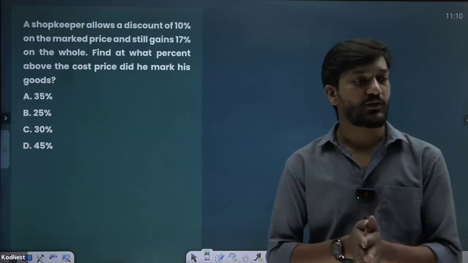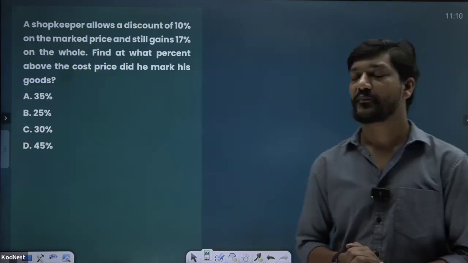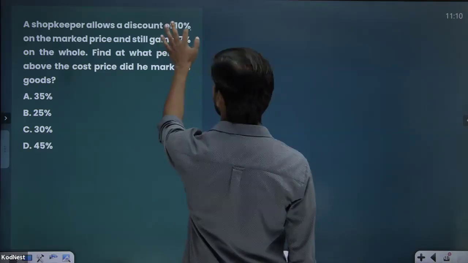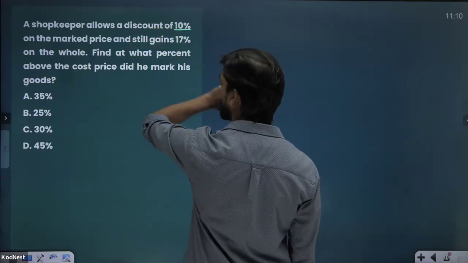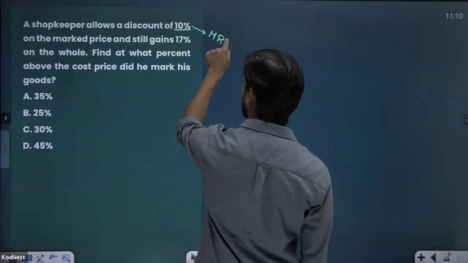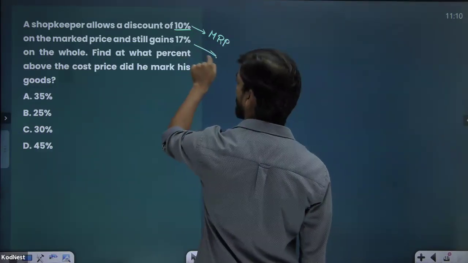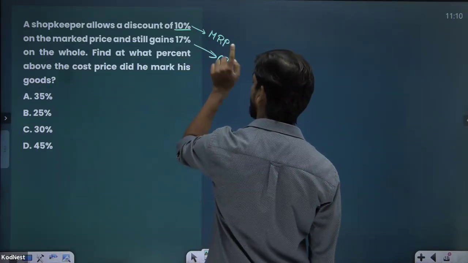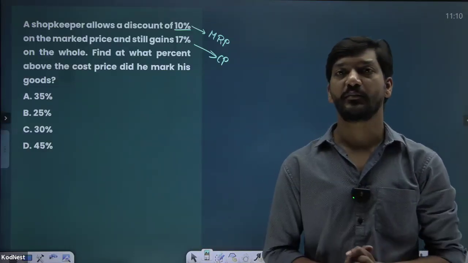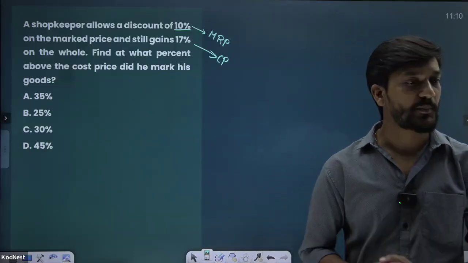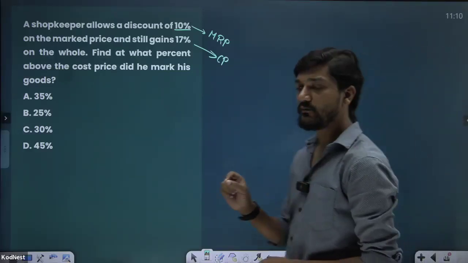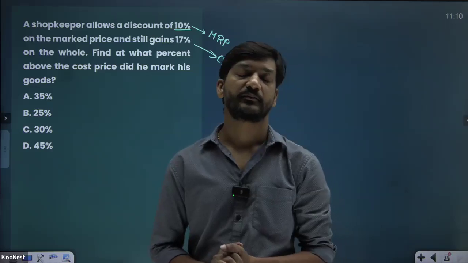All right. Next question. Here we see, again, there is a clash of two percentages. One is discount percent, so MRP is the base value. One is profit percent, so cost price is the base value. And we cannot take both of them as 100. It does not make sense, right? So any one we will have to take as 100.